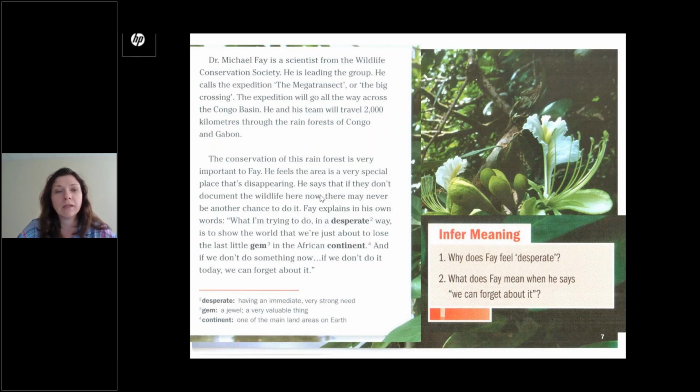We have the last one, the last expression. If we don't do it, we can forget about it. What does he mean when he says that? He's a big nature lover and wants to save African gems. That's right.